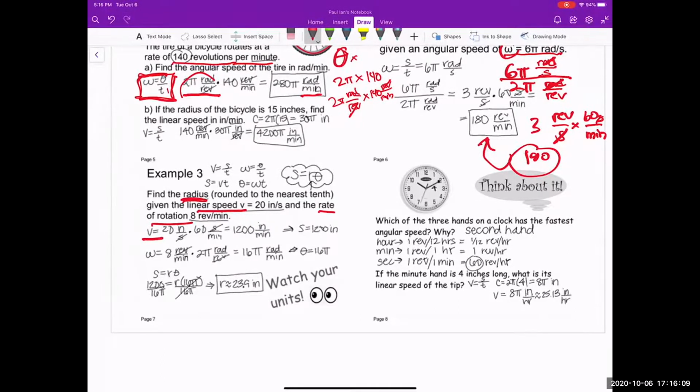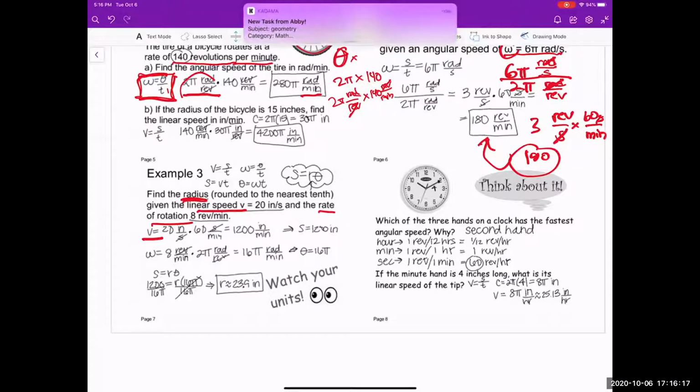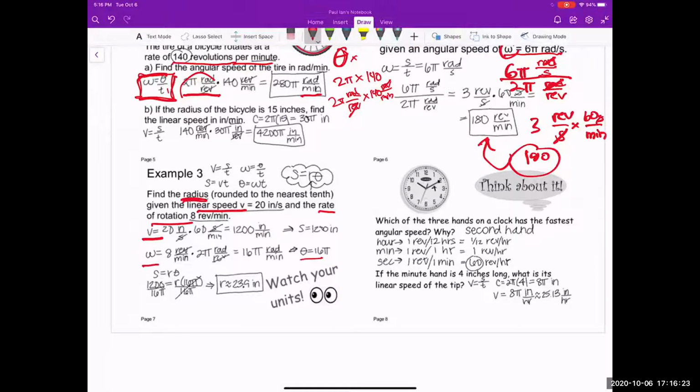From the linear speed, then you get the theta from the angular speed, and from that you have to find the radius. So let's try to do that. You're given your linear speed, and linear speed is just s over t, right? And it's pretty much just a conversion.